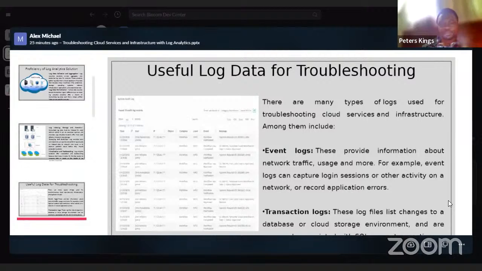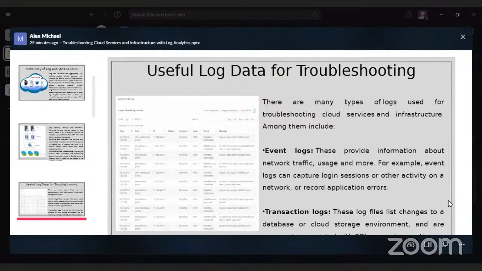Okay, sir. So we can see here, it says useful log data for troubleshooting. Now, we've talked about log data. At least now we can have an idea of what log data means. It just simply means information generated by that particular machine or generated by that particular software. So we are now talking about how we can use this log data to troubleshoot.